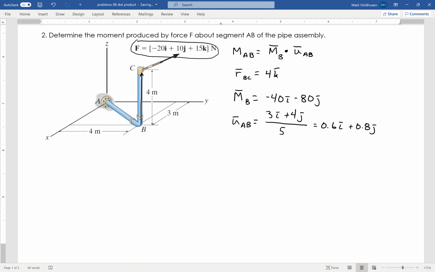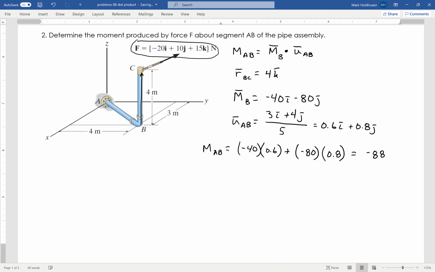I'm going to dot my moment with this unit vector to figure out how much of that moment is in the AB direction, and that gives me the magnitude of the moment in the AB direction. So I'm going to take i times i, so that's going to be negative 40 times 0.6, plus j times j, which is going to be negative 80 times 0.8. And of course, none of this is in the k direction, so I don't need to worry about it. From this, I get an answer of negative 88.